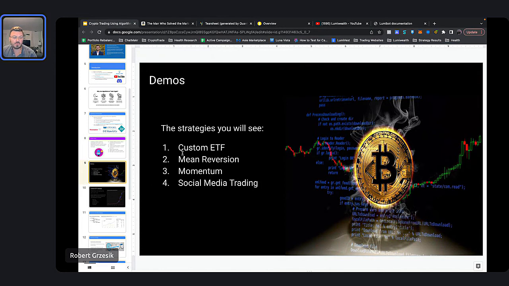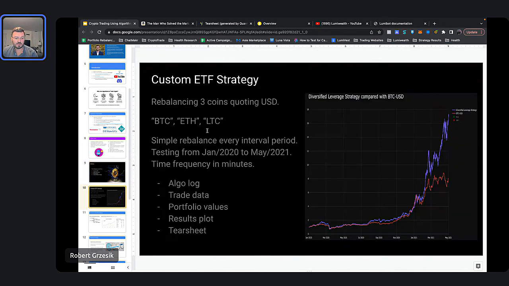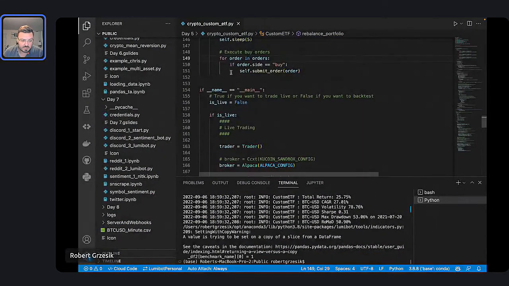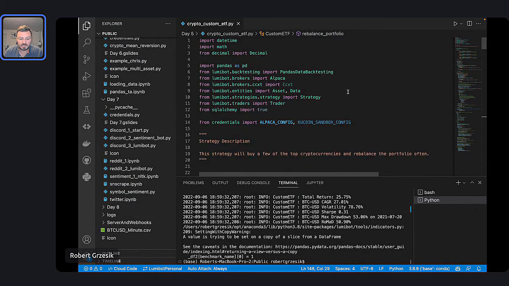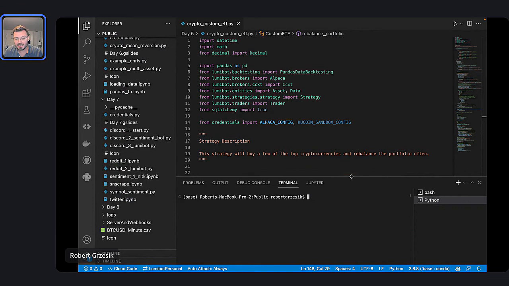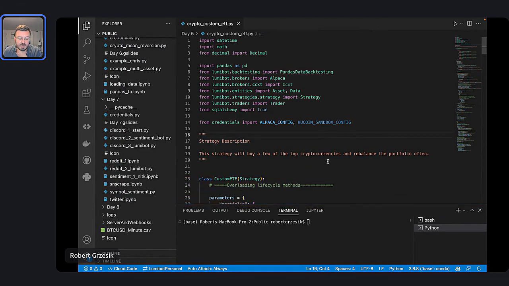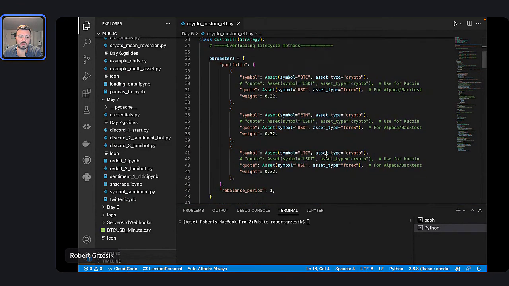But I'm going to demo for you 4 different strategies right now: the custom ETF, mean reversion, momentum, and social media trading. Okay. So let's start off with the first one, right? So our custom ETF strategy, that is this strategy here. This is the code for it, right? So if you were to take our courses, we'll show you exactly what this code means and how to use it, right? But here, what I can do is I can tell you that, and actually I'm going to run this right now. I'm going to run a back test while we're speaking.